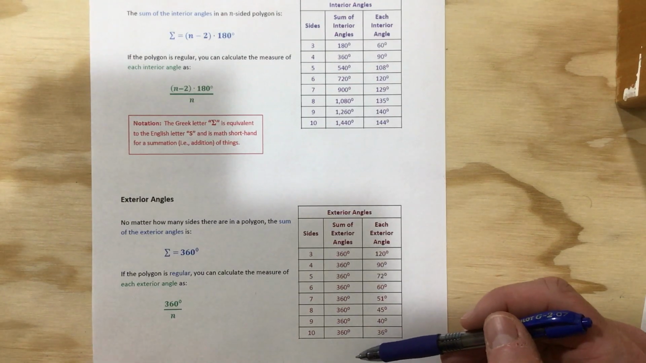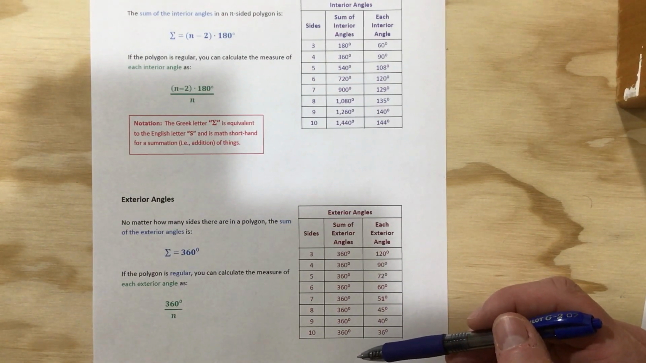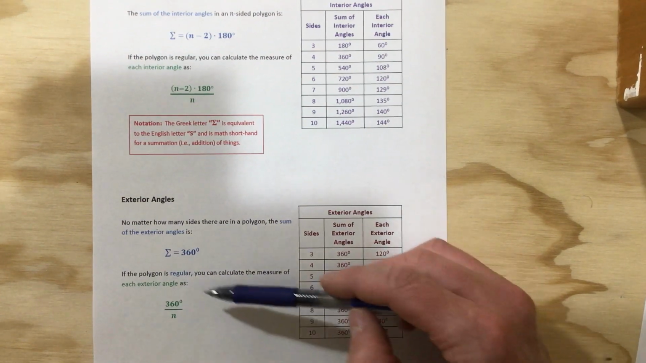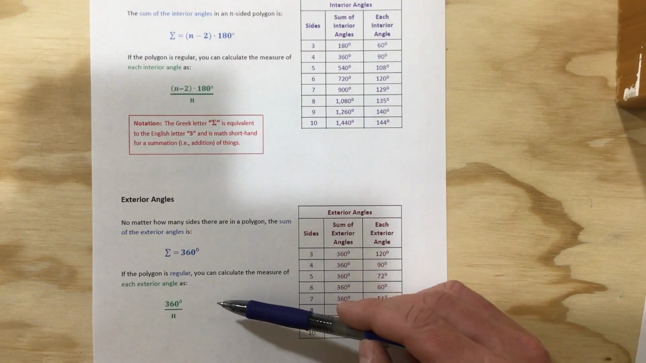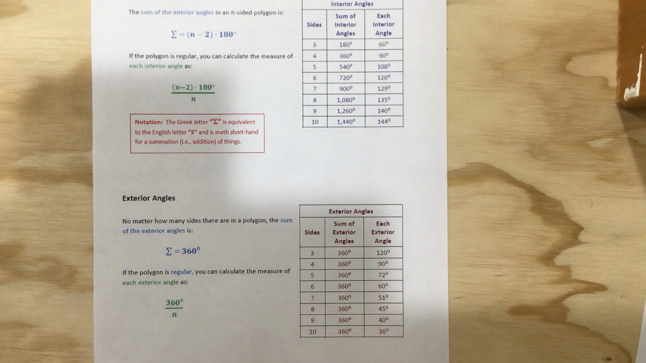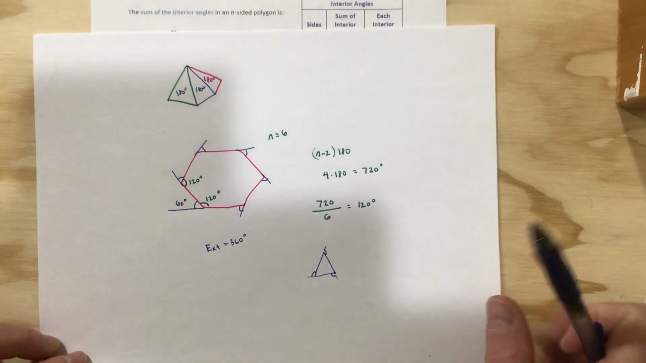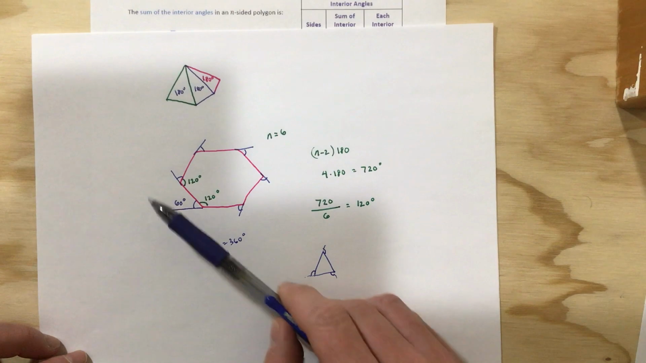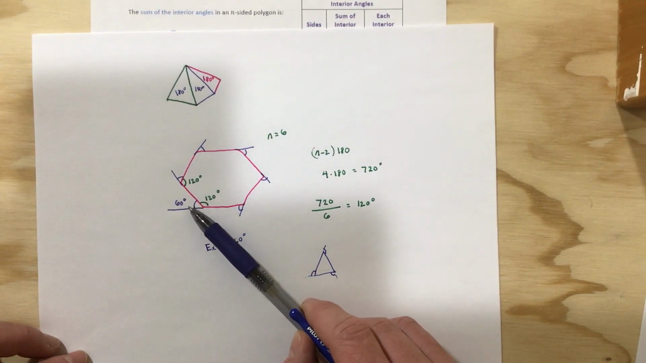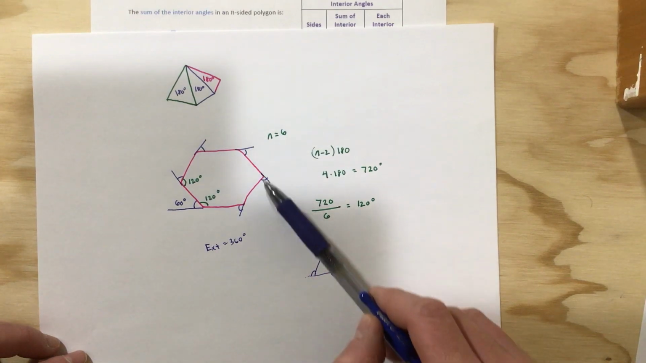The sum of all the exteriors, no matter how many sides, has to be 360, right? The sum of the exterior is 360 because you go all the way around. They have to add up to 360. If it's regular, well then of course you can take the 360 and divide by how many sides to find each one. Again, go back to here. Look at the hexagon. All the way around is 360. If it's a regular hexagon, then it's 60, 60, 60, 60, 60, and 60.